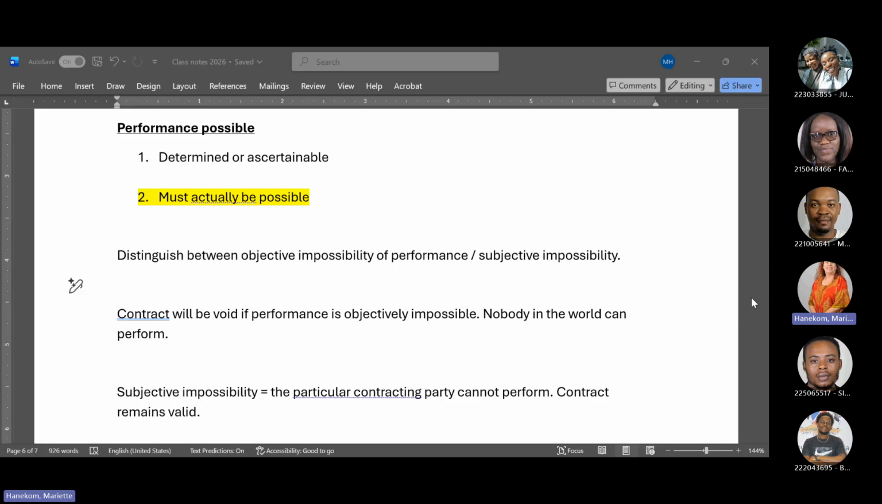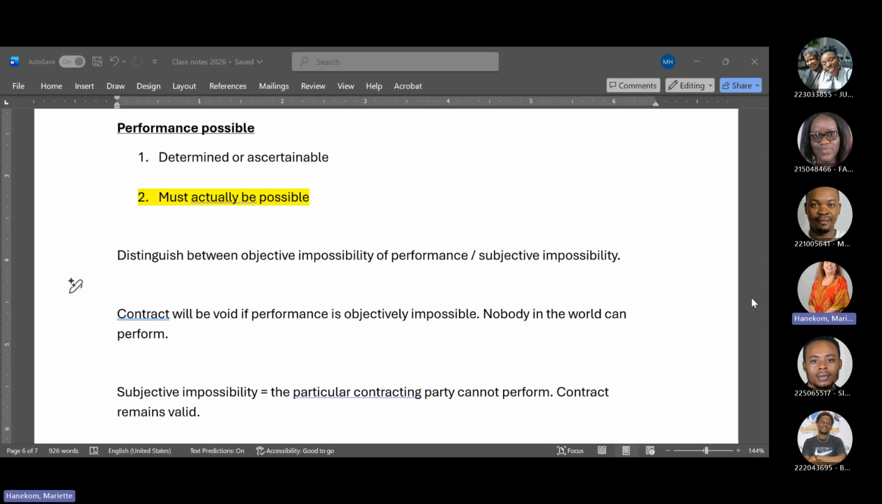5 tries can be done. If, however, they enter into a contract with me and expect of me to score 5 tries in the course of a season, I've never held a rugby ball in my hand. Obviously, the performance is going to be impossible, but it's impossible for me. It's not impossible for everybody. You see what I'm getting at? I'm trying to illustrate the difference between objective impossibility of performance and subjective impossibility of performance.